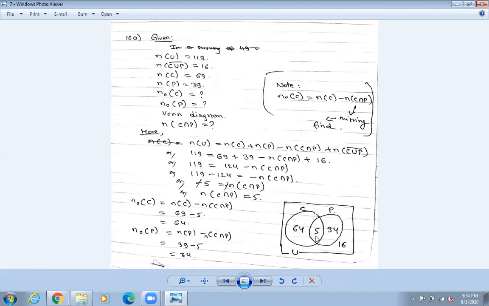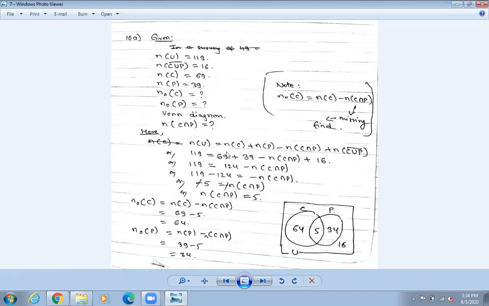The way of making the Venn diagram is the same. Let us start from the intersection, which is 5. First of all, listen instead of copying. The intersection is 5. Then C is 69, 69 minus 5 gives 64. This is called only C. What is the value of only C? 64, you can write it directly.